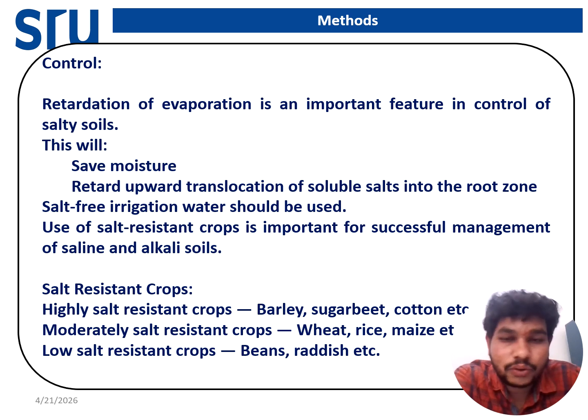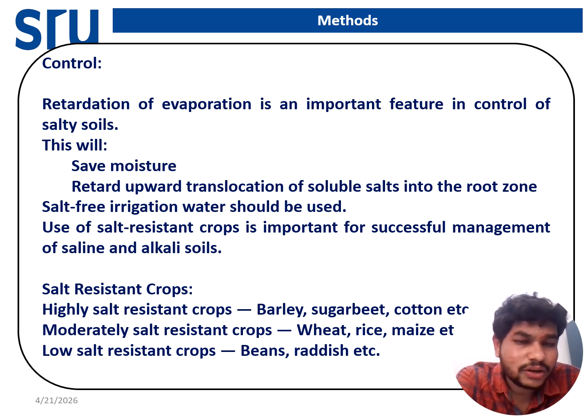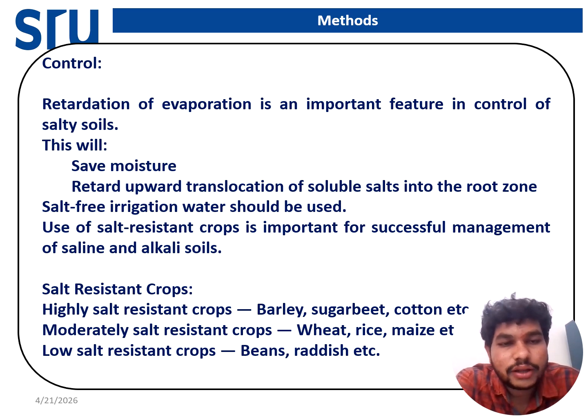So how we can control the salt accumulation in the soil is also important, because we have to focus on how to reduce the salt concentration and how to remove it. In the control method, we go for reducing the increase of salt concentration in the soil. So retardation of evaporation is an important process. This will save the moisture and also retard the upward movement of soluble salt in the root zone. You should use salt-free irrigation water for irrigation purposes.